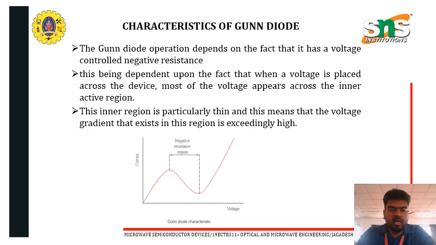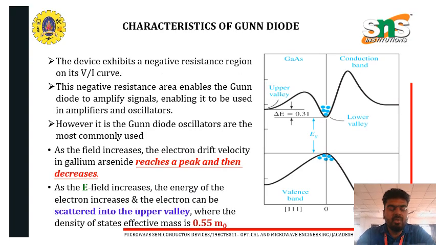The Gunn diode operation depends on the fact that it has a voltage-controlled negative resistance. This depends on the fact that when a voltage is placed across the device, most of the voltage appears across the inner active region. The inner region is particularly thin, and this means that the voltage gradient that exists in the region is exceedingly high. The device exhibits a negative resistance region on its VI curve. This negative resistance area enables the Gunn diode to amplify signals, enabling it to be used in amplifiers and oscillators. However, Gunn diode oscillators are the most commonly used.